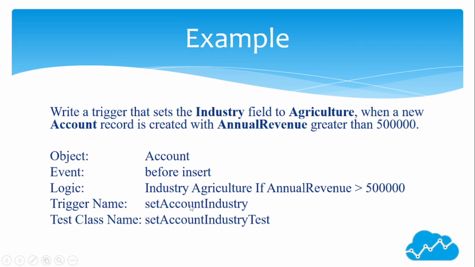So here we have taken the name SetAccountIndustry, and as a best practice we have to write the test class for every trigger. So the test class name we are taking is SetAccountIndustryTest. So by this name we are going to write the trigger.